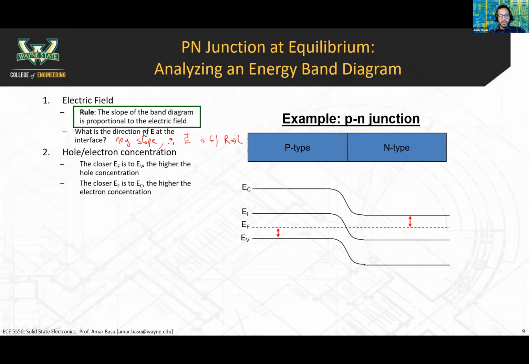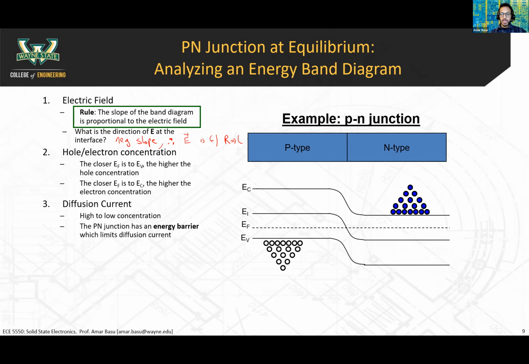So we talked about the electric field. We had one rule of thumb there. Another rule of thumb is hole and electron concentration. Now, this is something that you already know. The closer the Fermi level is to the valence band, the more holes you have. And the closer the Fermi level is to the conduction band, the more electrons you have. So in your p-type material, you have lots of holes. In your n-type material, you have lots of electrons. I'm just drawing the holes and the electrons out like this.